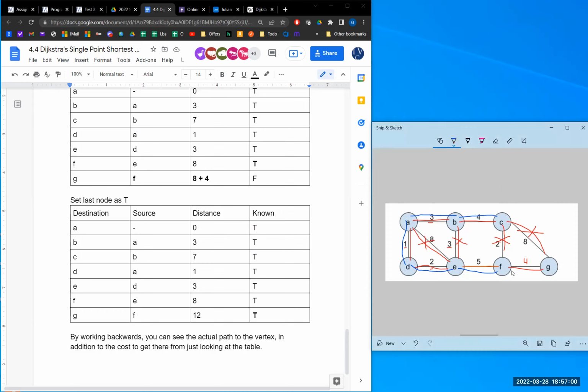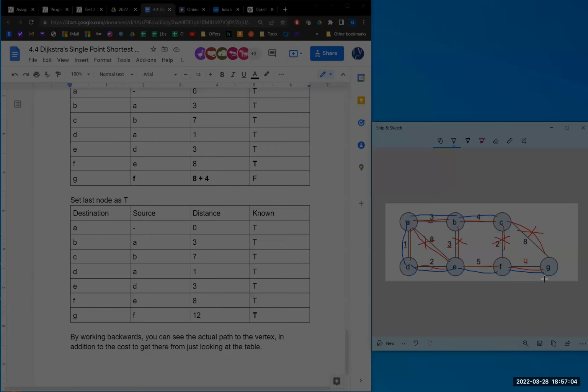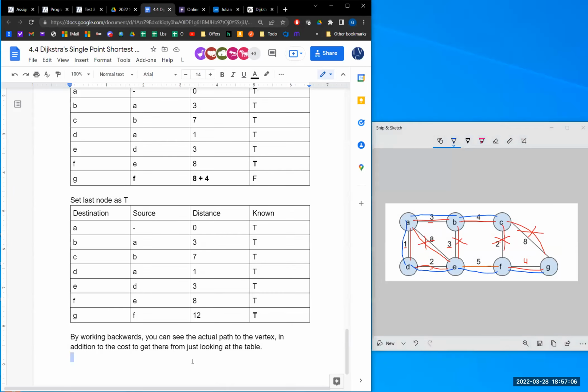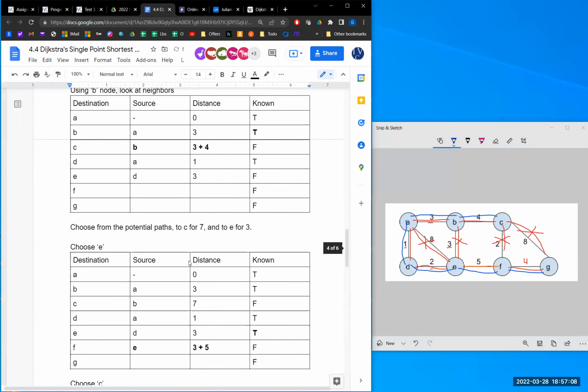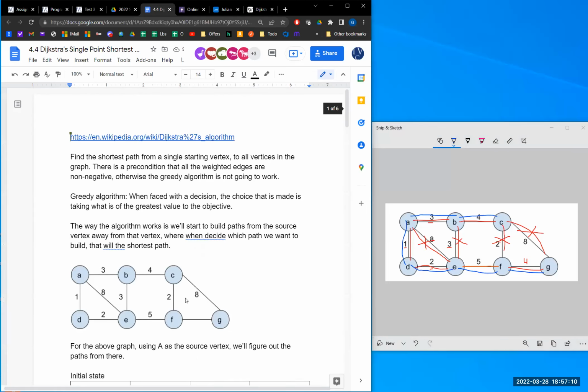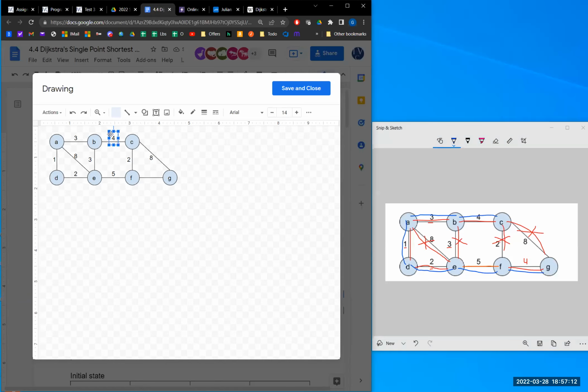And mark this blue. Grab our final chart and get back up here and add that 4 in.